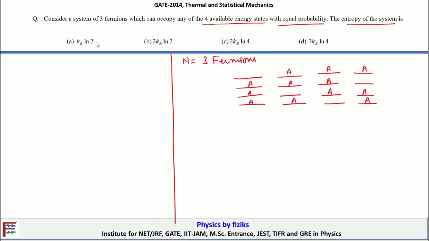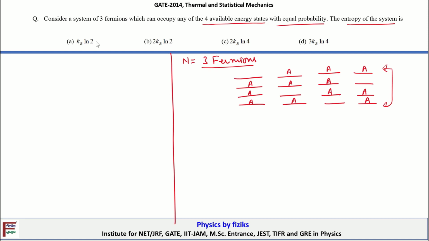So let's continue with the next problem. The statement is, consider a system of 3 fermions which can occupy any of the 4 available energy states with equal probability. The entropy of the system is, okay, so in order to calculate the entropy of the system, we must first calculate the available microstates to the system, because we have 3 particles and we have to distribute all these 3 particles in 4 different energy states, as shown here in the diagram.